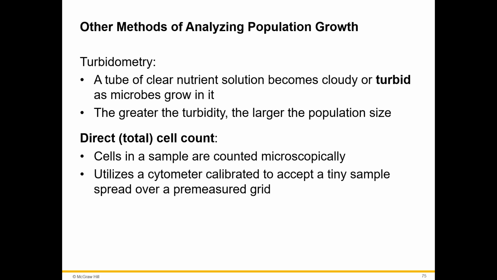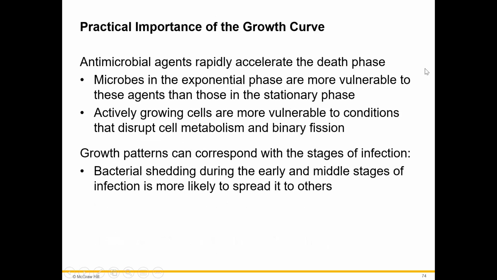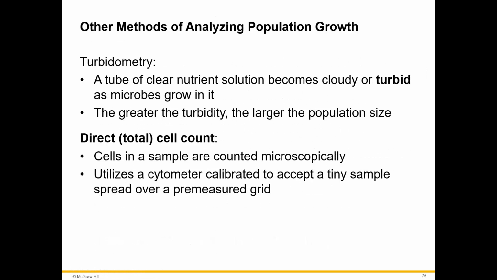So with the exception of this viable growth curve, this viable plate count that we talked about where you incubate at certain periods of time, there are different ways to enumerate bacterial numbers. Turbidometry is taking a tube of clear nutrient solution and investigating the light that passes through it, comparing that to a cloudy solution. It becomes cloudy when bacteria are present in the solution. The greater the turbidity, the larger the population size.